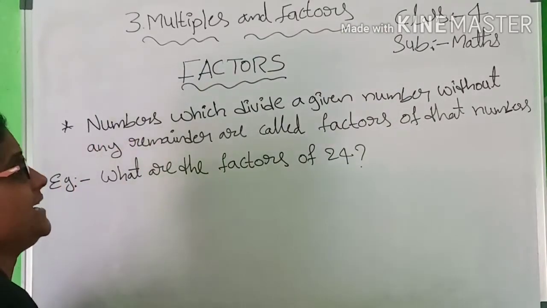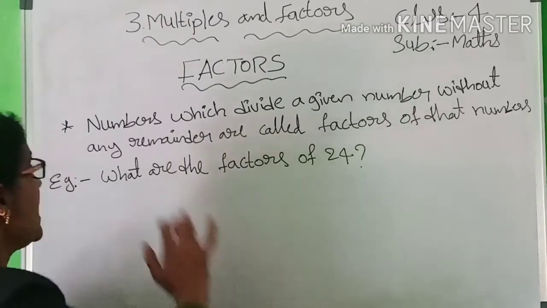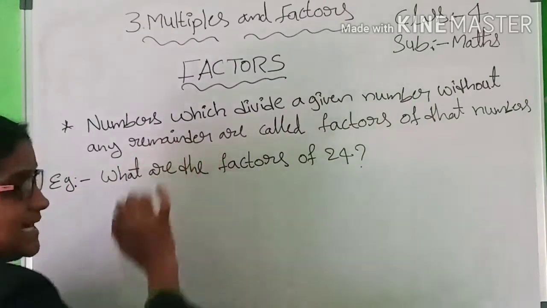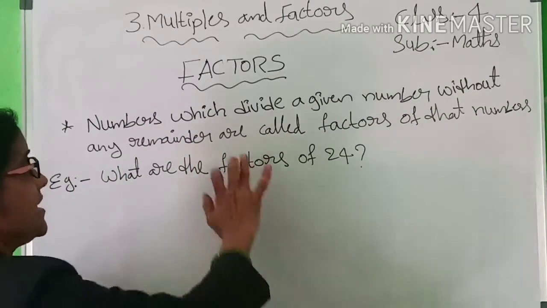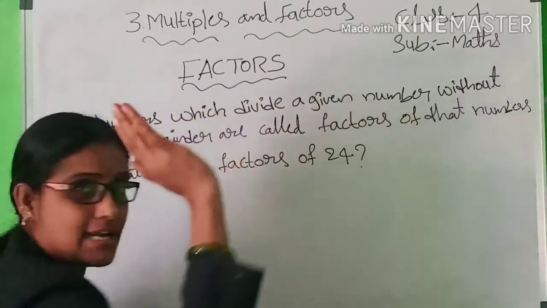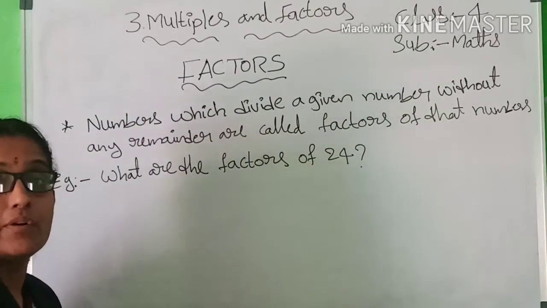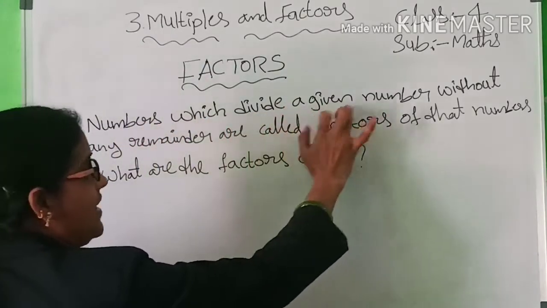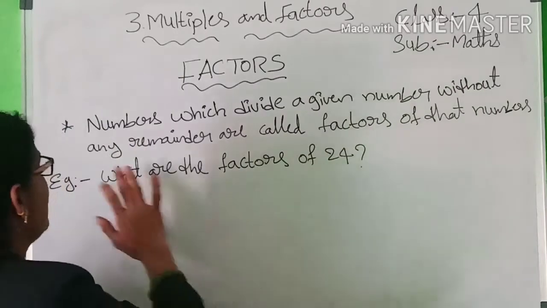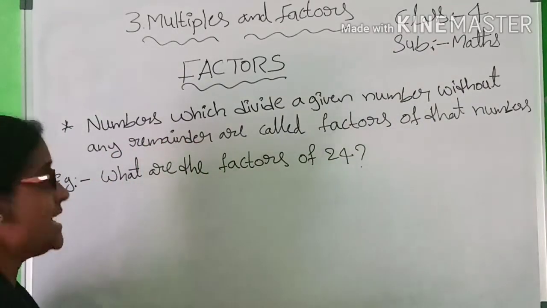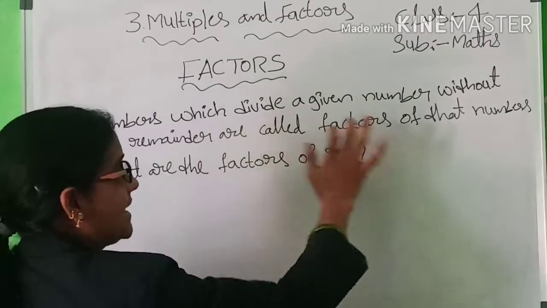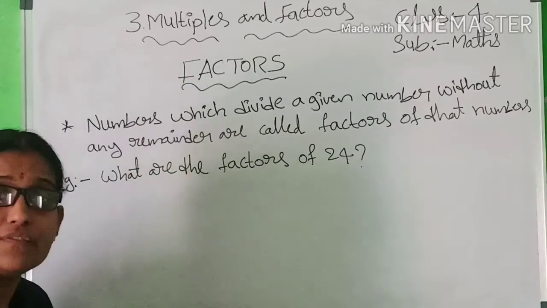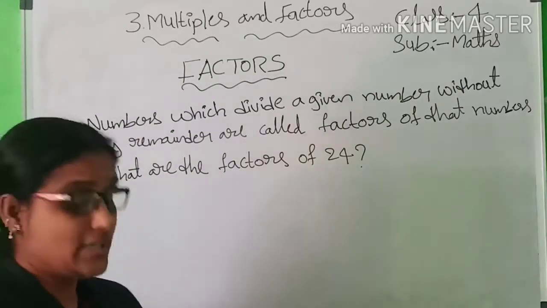Numbers which divide a given number without any remainder are called factors of that number. Okay, children, what are factors? Numbers which divide a given number without any remainder are called factors of that number. For example, what are the factors of 24?